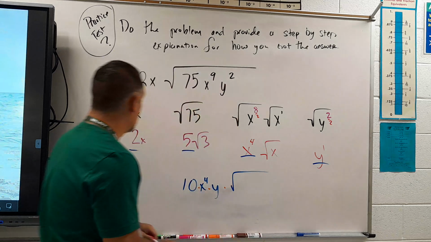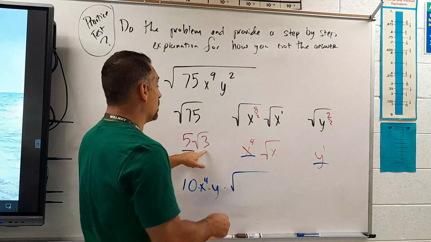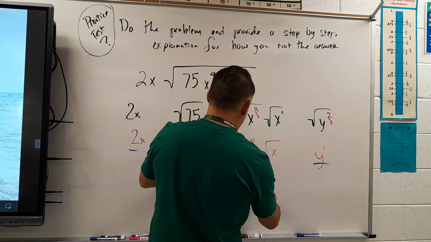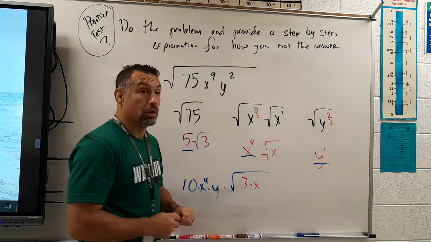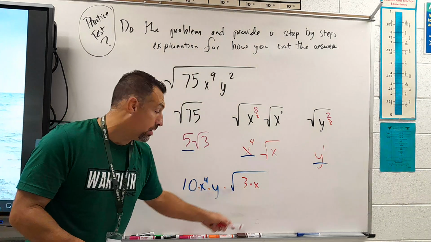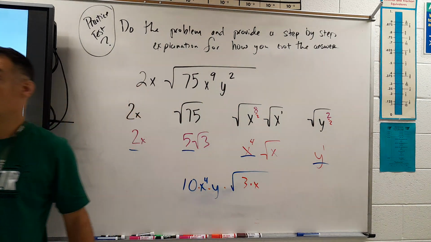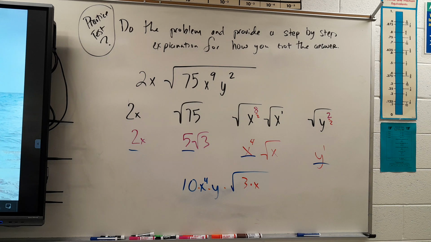Next up, what goes over the radical is just the 3 and the x. Again, they are being multiplied. You don't have to put those dots down. It's understood.